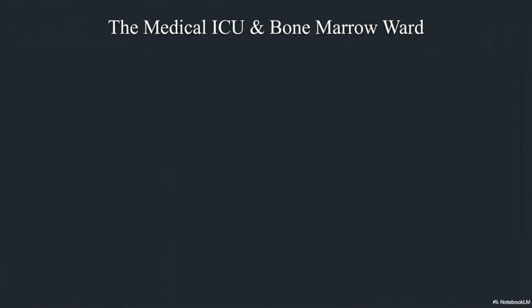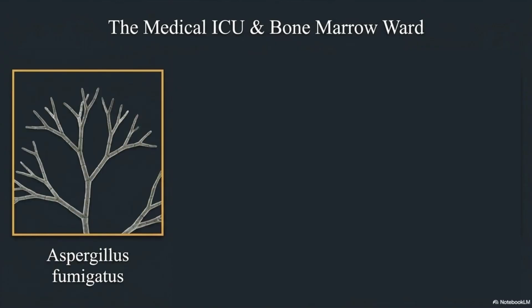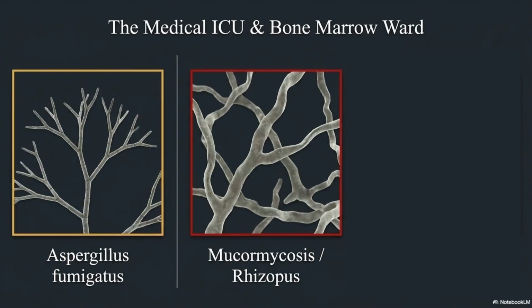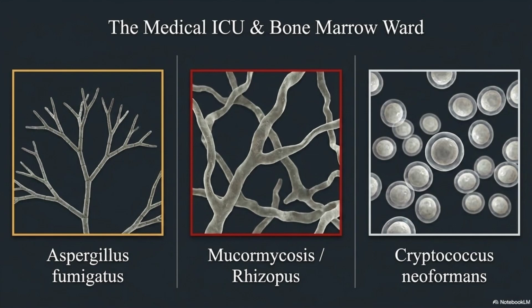Now let's walk into the medical ICU and the bone marrow ward. We have a lineup of 3 main suspects to profile today: Aspergillus fumigatus, Mucormycosis or Rhizopus, and Cryptococcus neoformans.